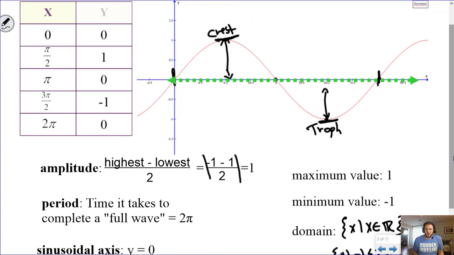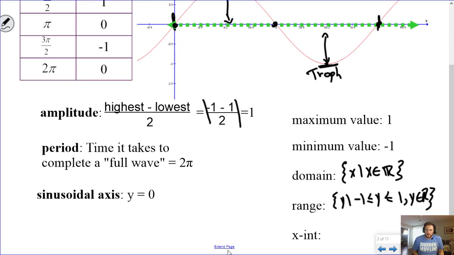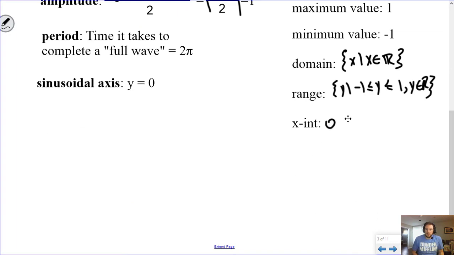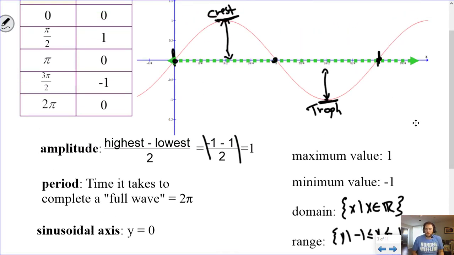Now, what about my x-intercepts here? When does this thing hit 0? Well, it hits 0 an infinite number of times, right? Because this thing is periodic, meaning it's going to repeat over and over again. It hit 0 here at 0. It hit 0 again at pi. It hit 0 again at 2 pi. It'll hit 0 again at 3 pi and 4 pi and 5 pi. So what ends up happening is my x-intercepts here are going to be 0 plus pi n, where n is an element of the integers, right?